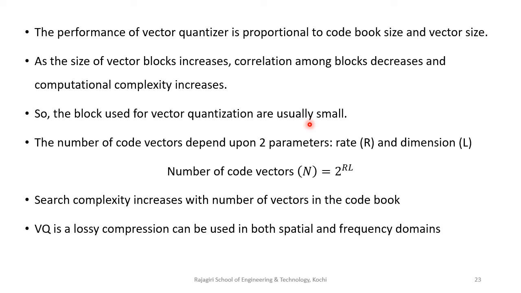But if the blocks used are very small, there will be an increase in the number of code vectors, which is undesirable for compression. The number of code vectors depends mainly on two parameters: the rate R, which is the number of bits used to represent each pixel value, and the dimension L. The dimension is determined by the way in which the pixels are grouped. So the number of code vectors n is equal to 2 raised to R times L.